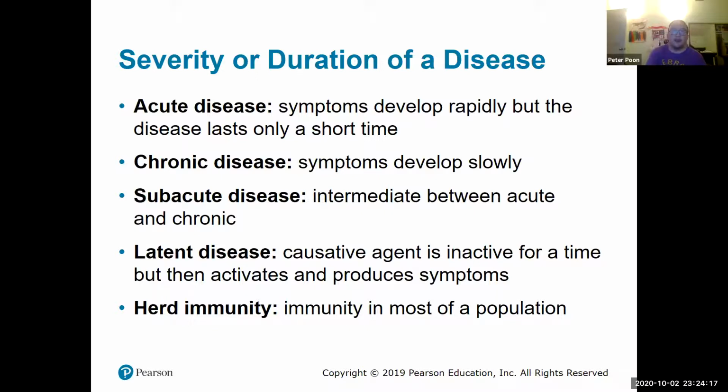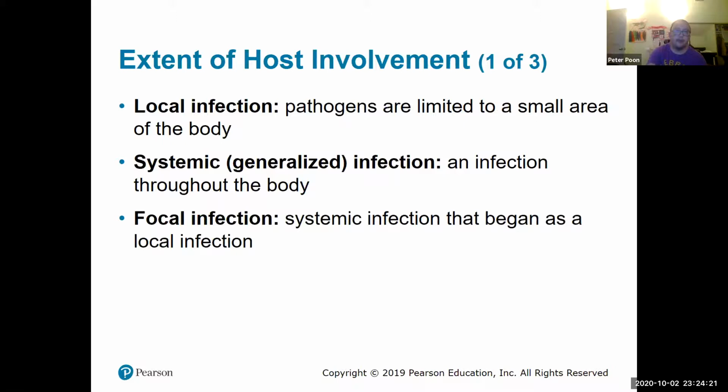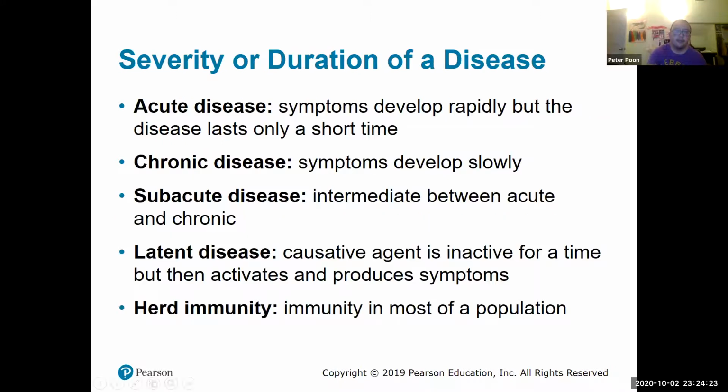So the severity or duration of the disease. Acute disease develops rapidly, but lasts over a short amount of time. Chronic disease, the symptoms develop slowly. Subacute is between acute and chronic.